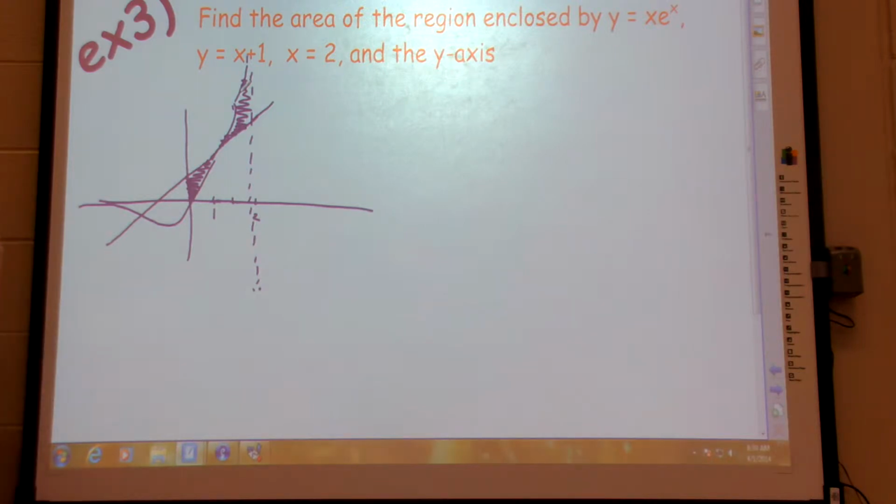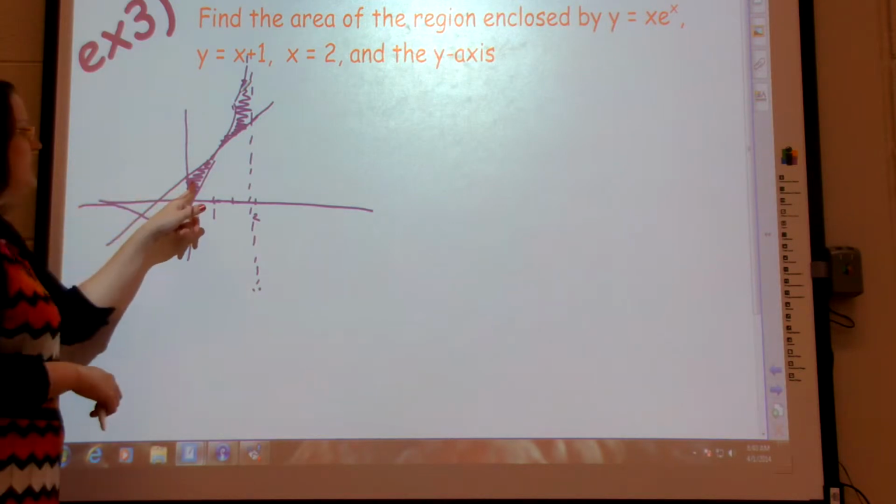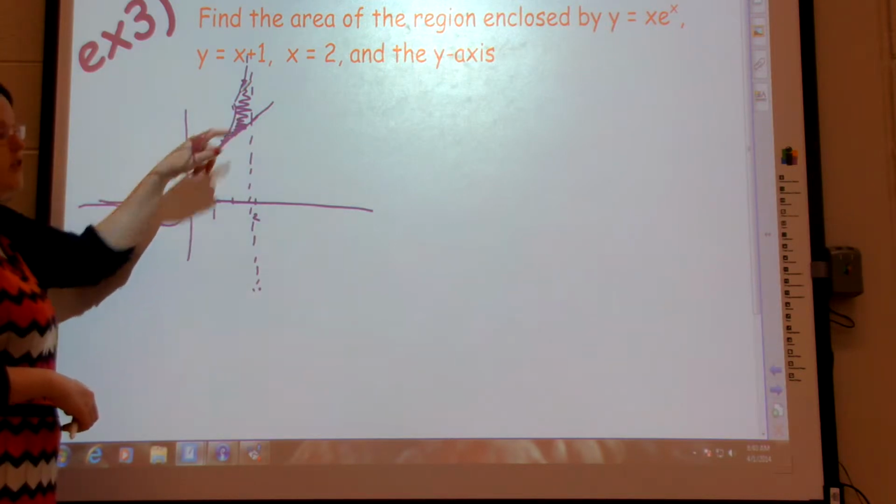Okay, so here's the problem. Can you tell me what the problem is with this one? Yeah, what's the top? It flips, doesn't it? So they're both tops? They're both tops. Not quite. Yes and no. What do I do? The top changes. Do 2 separate ones and change the top and bottom. I'm going to do this integral, find that area, then this integral.